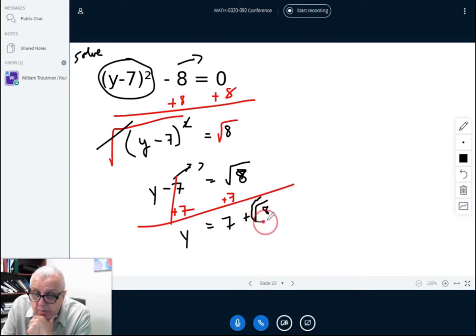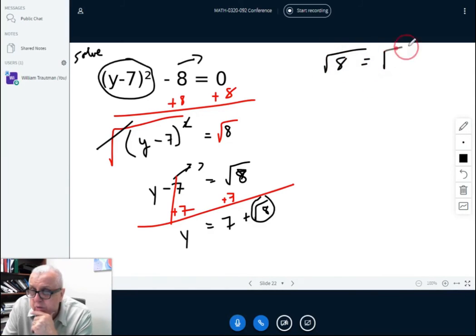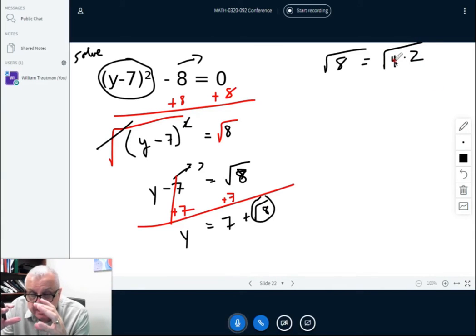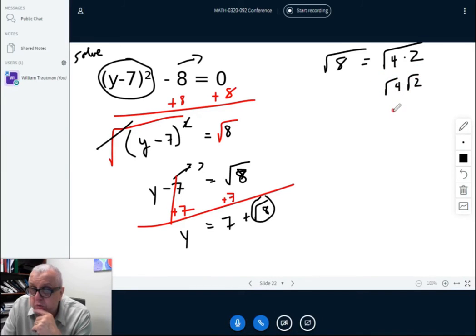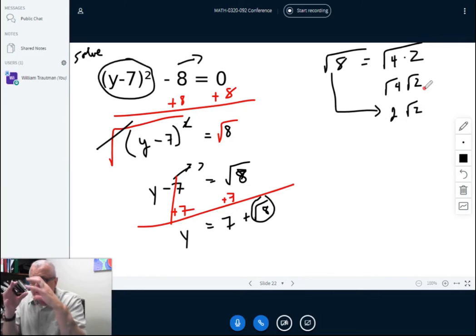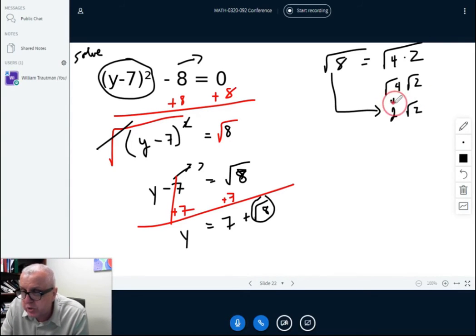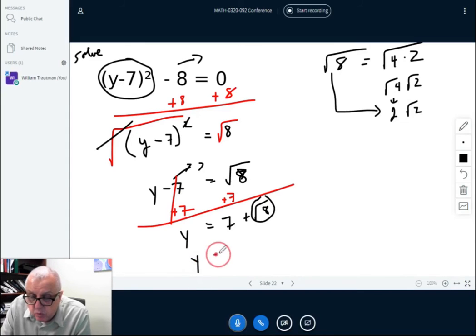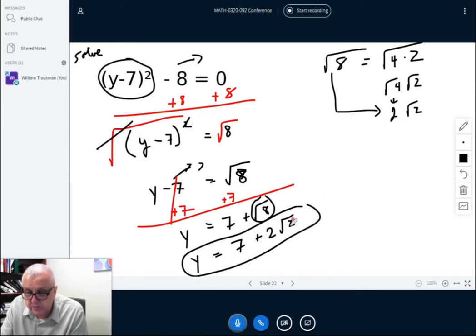Can anything pop out of the square root of 8? The square root of 8 is really the square root of 4 times 2, right? And when you have two things multiplied inside a square root, you can break them apart. And the square root of 4 is 2. The square root of 2 is the square root of 2. Do you see the square root of 8 changes to a 2 on the outside because the square root of 4 equals 2. So the more simplified version of this is the square root of 8 changes to 2 square root of 2.